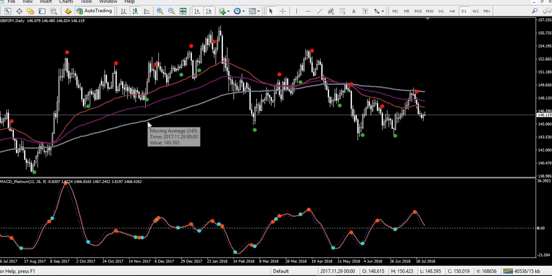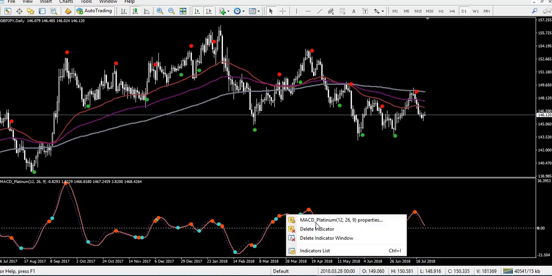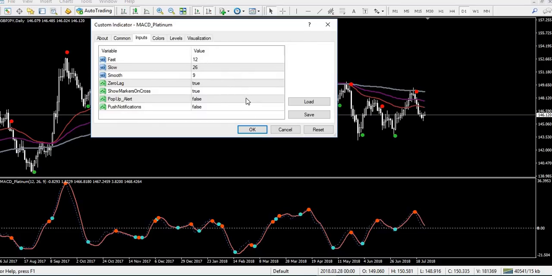Alright, I'll start with the main indicator down the bottom. That's the MACD Platinum. Alright, so this is the inputs, you'll see it, 12, 26, 9, just like standard default MACD sort of settings. We don't change them. Zero lag. Now this is probably what makes it different to other MACDs. The zero lag is selected at true.